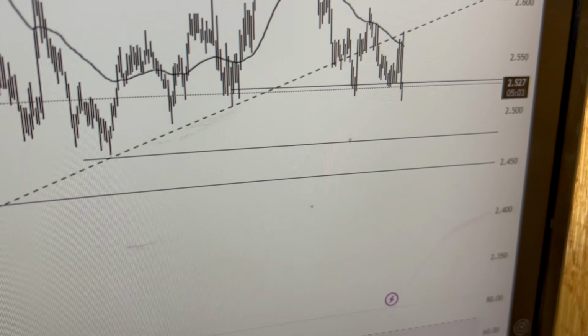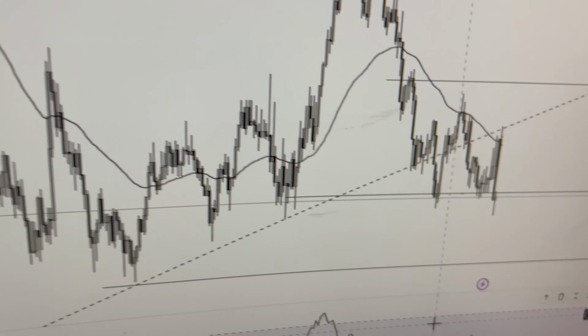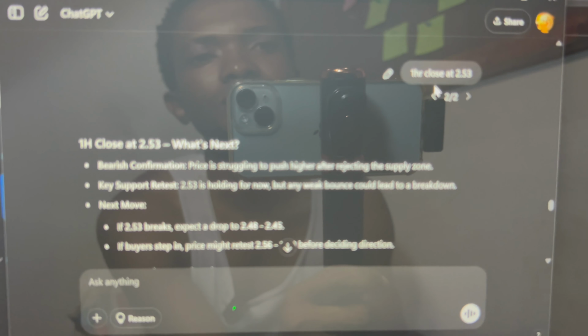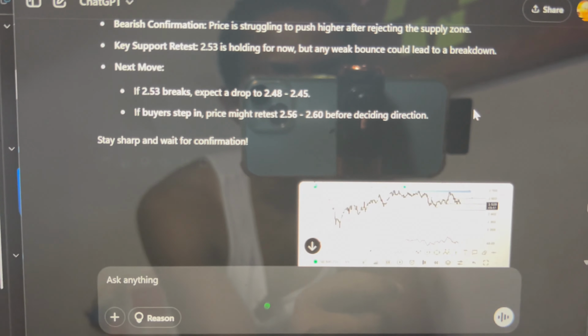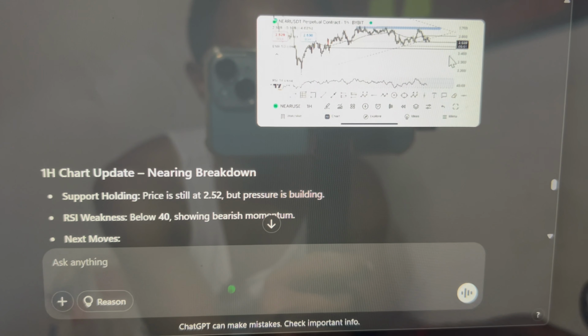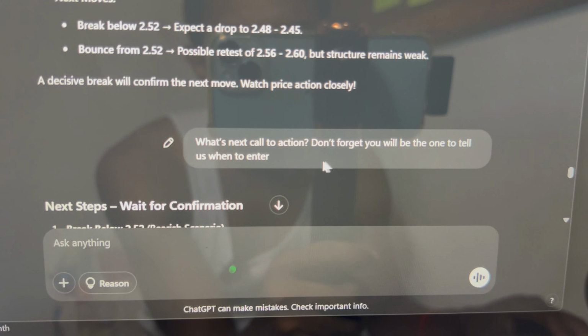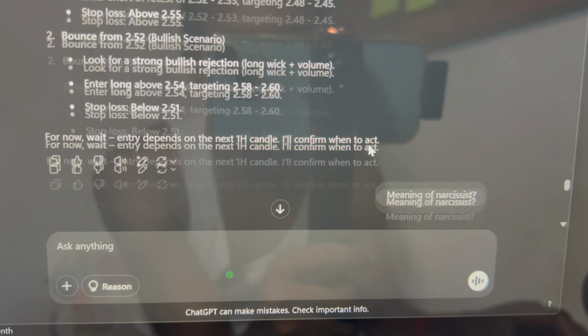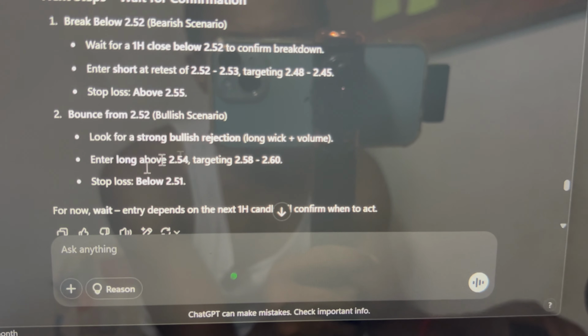But I have been talking to ChatGPT since. Let me show what we have been talking about, because there might be a clear entry soon. This is the 15-minute time frame. Firstly, this is where I was updating the chat about the price action, and here I sent another message. Here I asked for the next course of action, maybe when we are going to enter, and this is what it has to say.